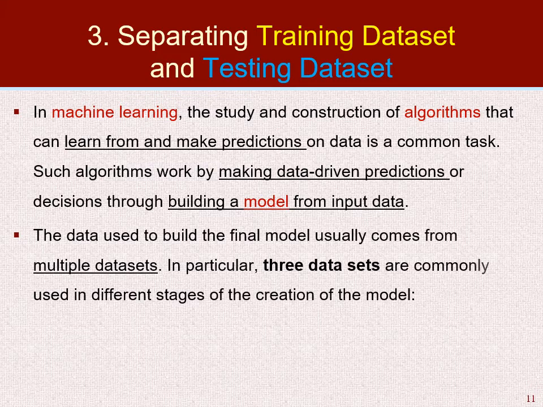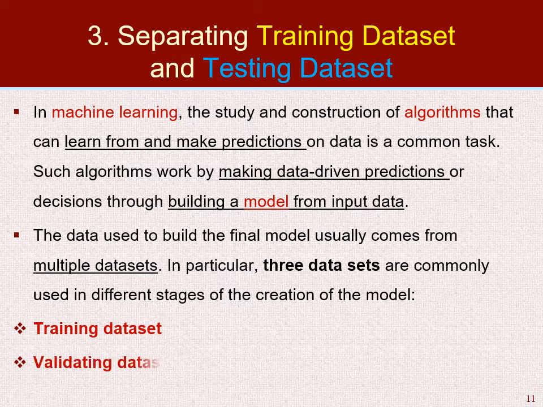The data used to build the final model usually comes from multiple data sets that are going to be from different stages in model application. In particular, three data sets are common: the training data set, the validating data set, and the testing data set.